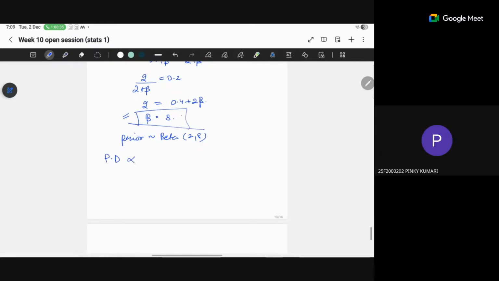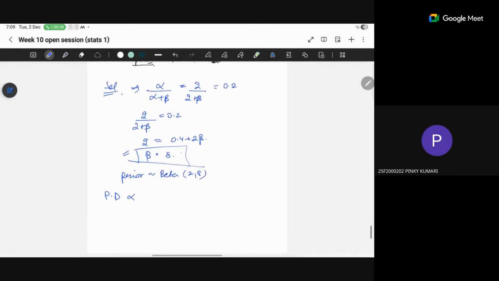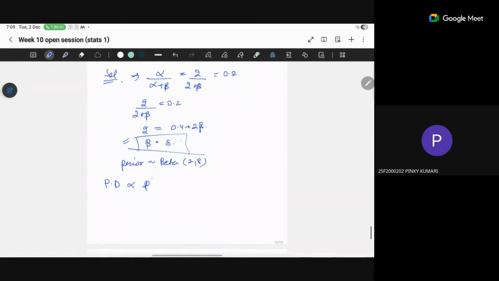Posterior distribution is directly proportional to the likelihood. Likelihood will be p raised to the power, how many successes do I have? 20. And how many failures do I have? 80. Into p raised to the power 2 minus 1, 1 minus p raised to the power 8 minus 1. Correct?